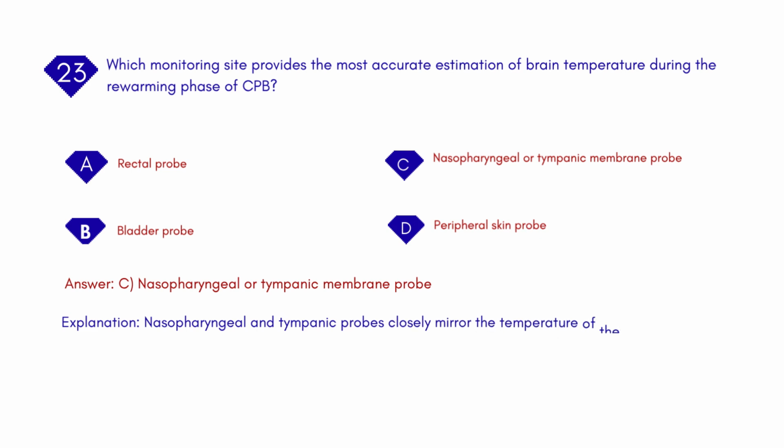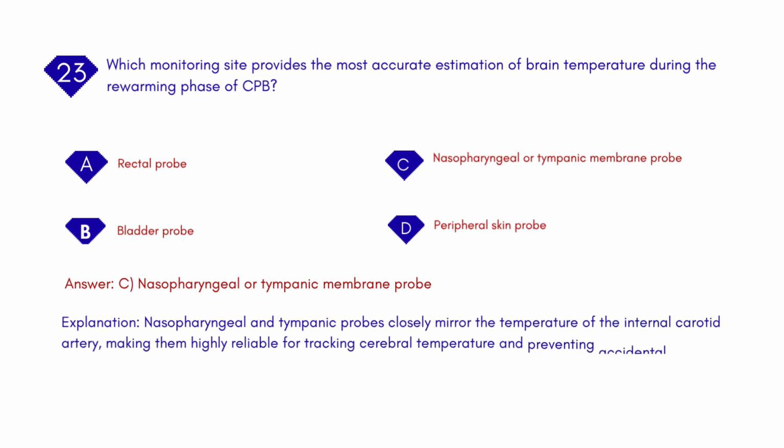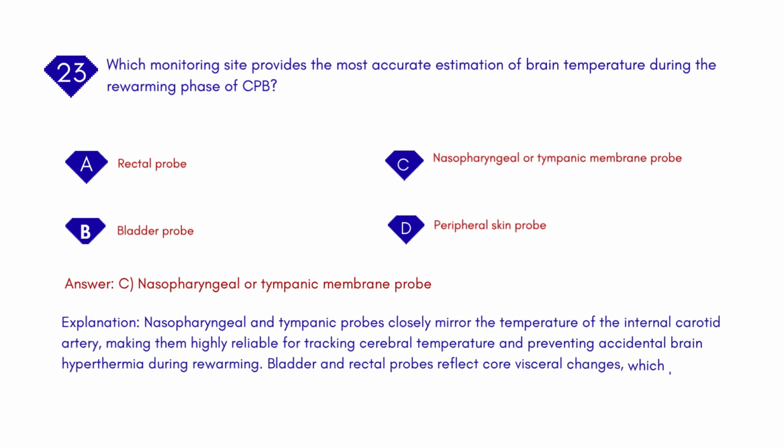Explanation: nasopharyngeal and tympanic probes closely mirror the temperature of the internal carotid artery, making them highly reliable for tracking cerebral temperature and preventing accidental brain hyperthermia during rewarming. Bladder and rectal probes reflect core visceral changes, which lag behind.